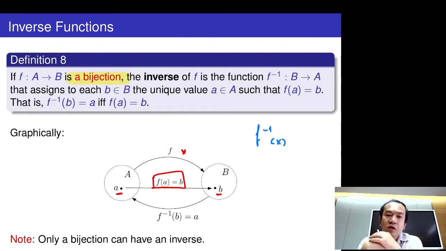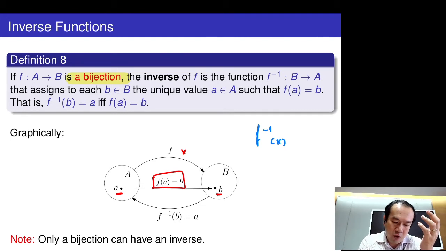Okay, only a bijection function will have an inverse function. Which means that a function that will have an inverse has to be one-to-one and onto. So if you get asked what is the inverse function of this function, first you have to check if this function is onto and one-to-one. Because if that function is not onto and one-to-one, it doesn't have an inverse function, so it doesn't make sense to find an inverse function because it doesn't exist.